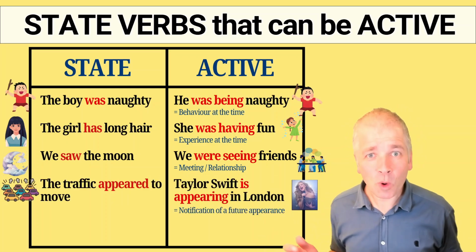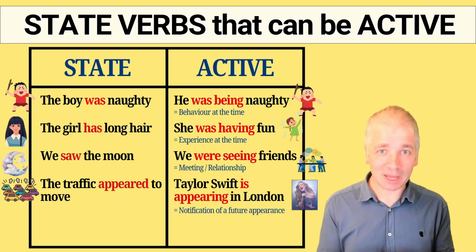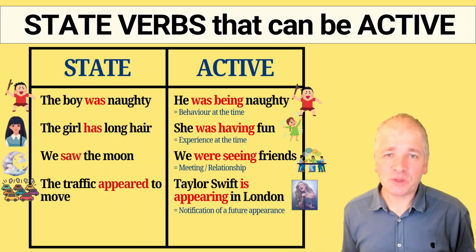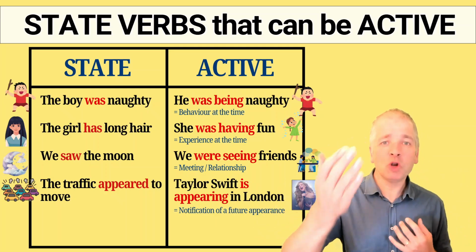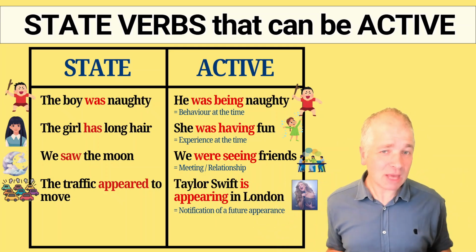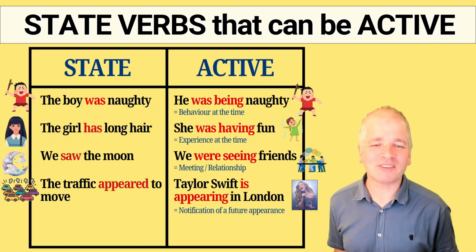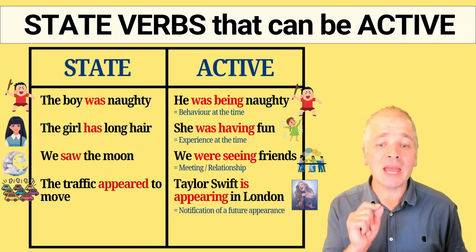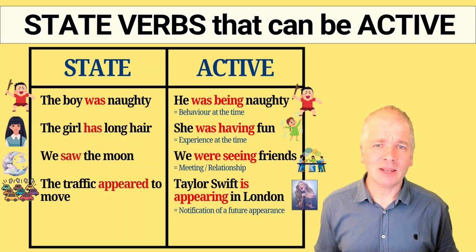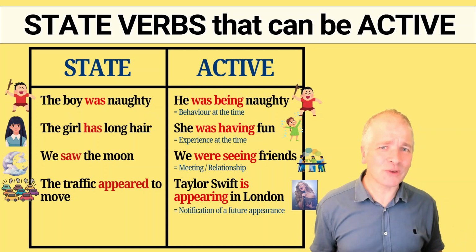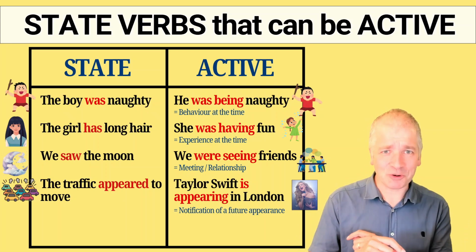And another verb that works this way is the verb appear. The traffic appeared to move. This again is what we sense through looking. And in this case, it's a state verb. But look at Taylor Swift on the right. Taylor Swift is appearing in London. Now, this doesn't mean that you see her in the distance. This means a notification of a future appearance.